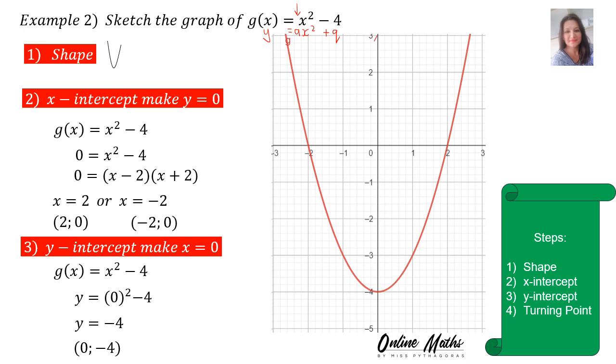And then remember to add: this is the y-axis, this is the x-axis, and the name of this graph is g of x.